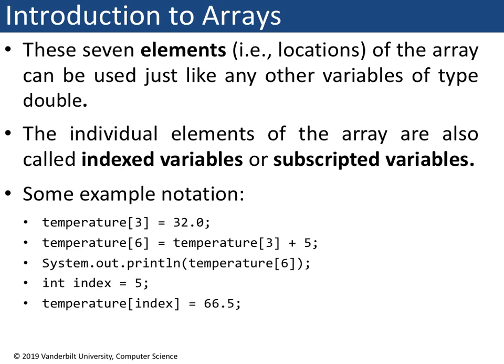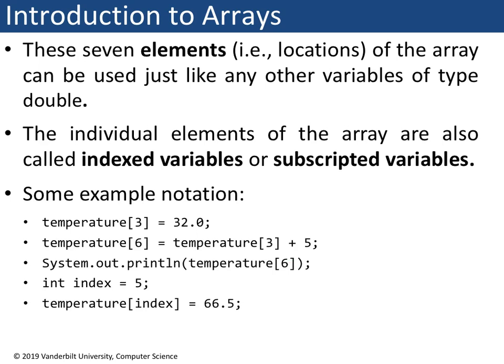Same thing here. We're going to store in temperature index location 6 the value that is stored in temperature index location 3 plus 5. Finally, we can also use them as parameters to, say, the print line method. So we can print out the value stored in temperature index location 6.